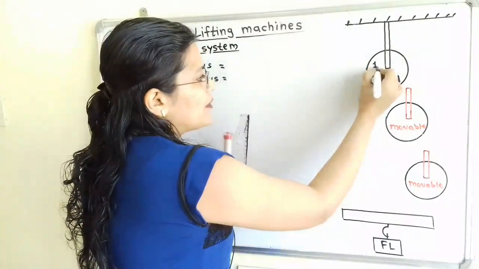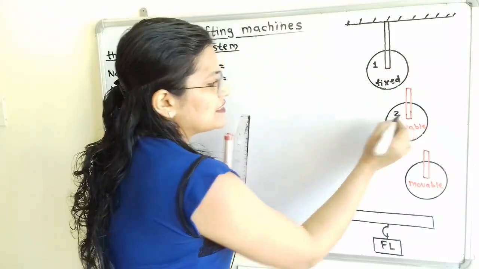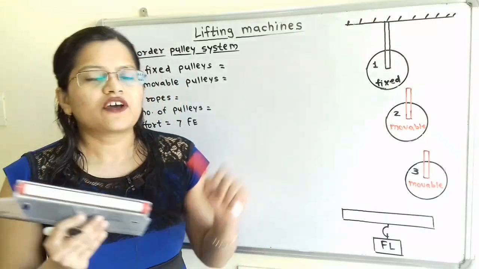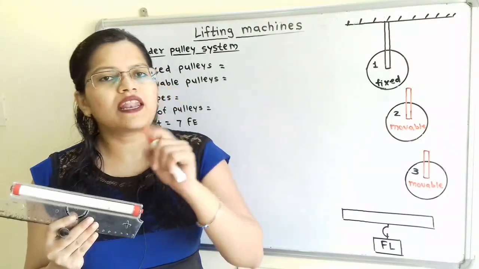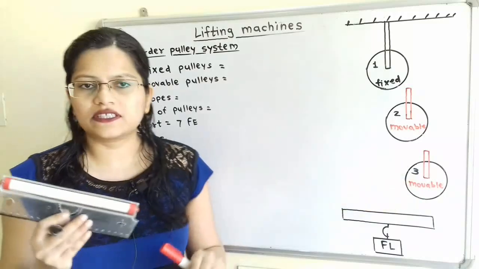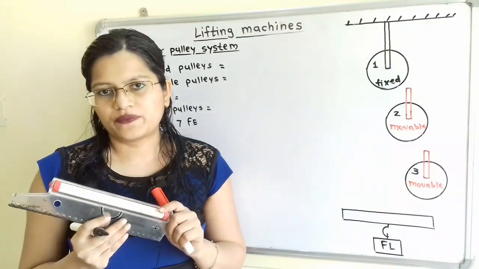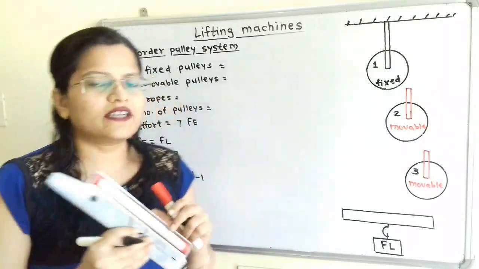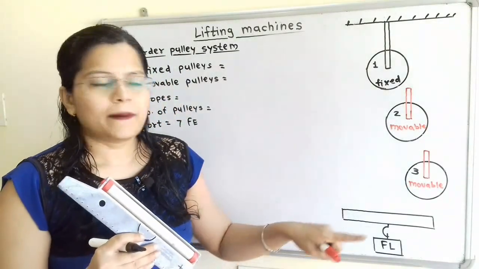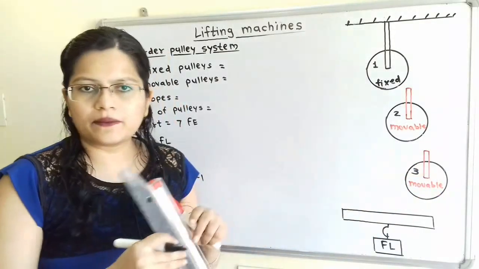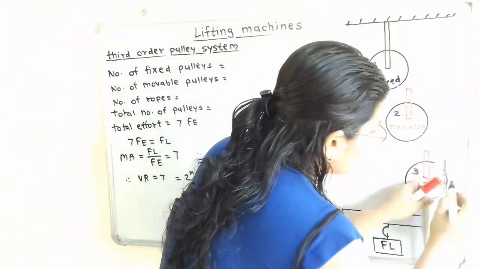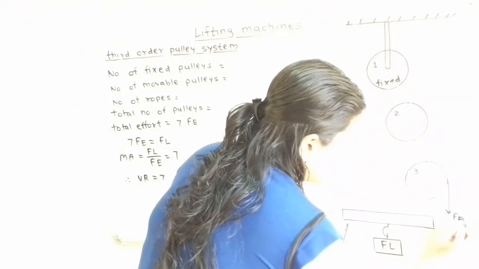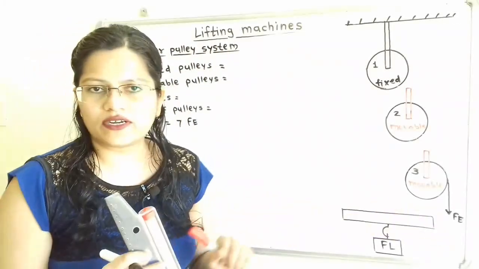So this is the pulley number 1 which is fixed. This is the second pulley which is movable, and this is the third pulley which is also movable. Now we have to apply effort to the last number of pulley, that is the pulley number 3, with the help of rope. So we will use the rope number 1. So effort is applied, we have to pass the rope over the pulley number 3. So I will use here one rope for which effort Fe is applied, which is in the downward direction.